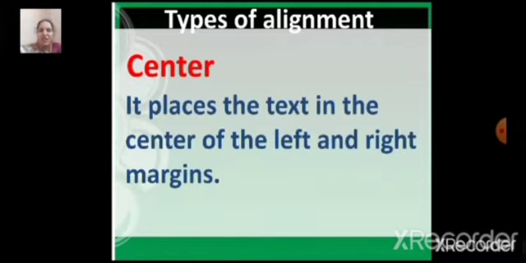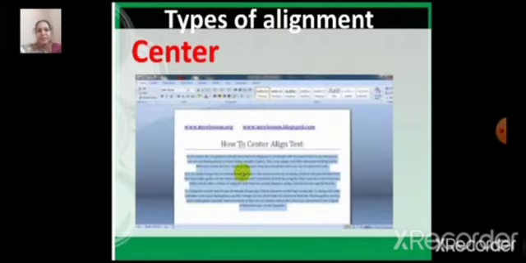Let's move to the next alignment, that is center or center alignment. It places the text in the center of the left and right margins. Between both the margins we can place the text at the center using center alignment. Here you can see the picture which shows a paragraph with center alignment. Even the heading, how to center align text, you can see is at the center.